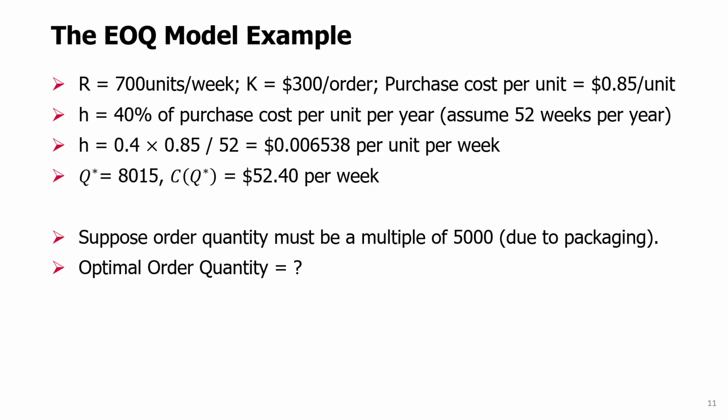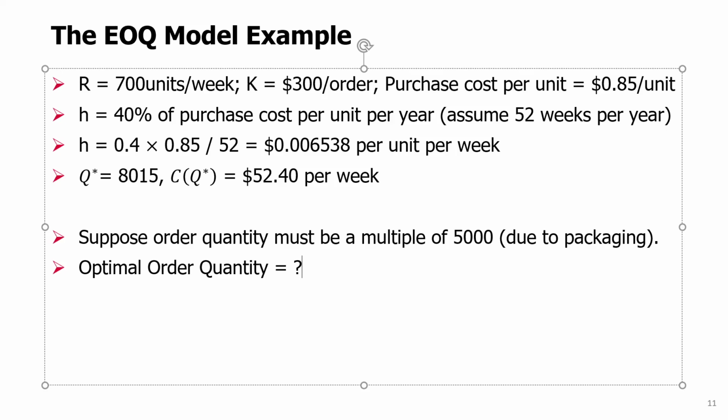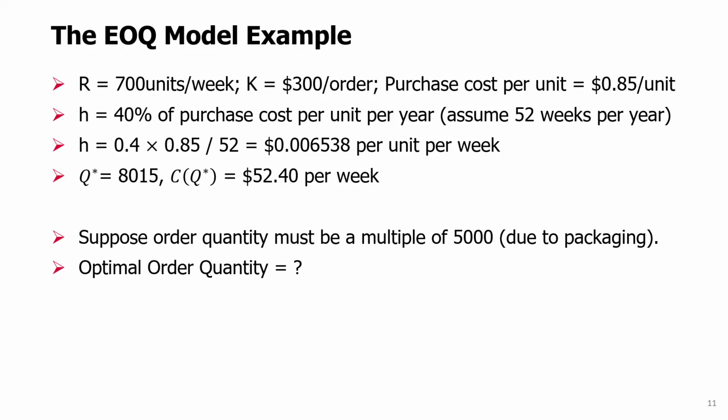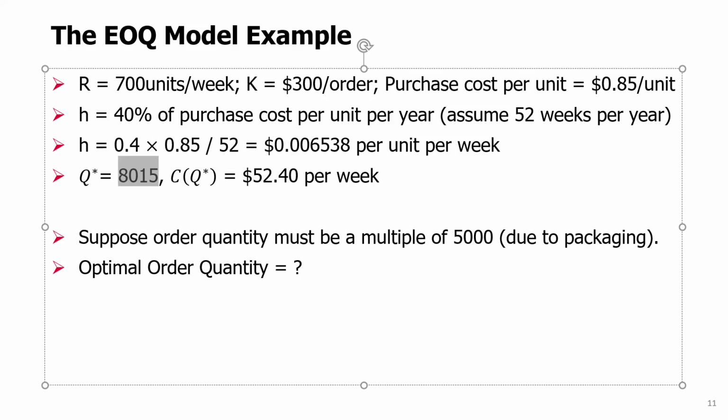So these are all the calculations that are interesting for this model. Suppose for the same example, we now have an additional requirement that the order quantity must be a multiple of 5,000. Let's say this is due to packaging. Maybe a pallet or a large box contains 5,000 units, and we have to order 5,000 or 10,000 or 15,000. Any multiple of 5,000 is feasible, but not any other number. Now, our optimal order quantity was 8,015, which is not a multiple of 5,000.